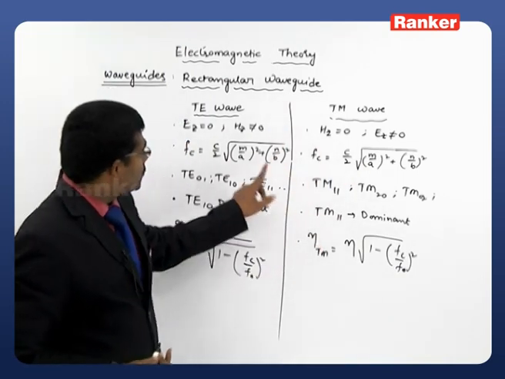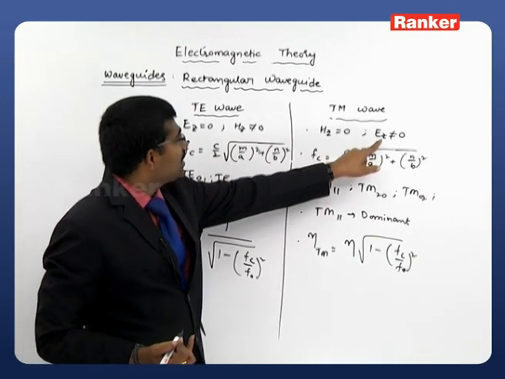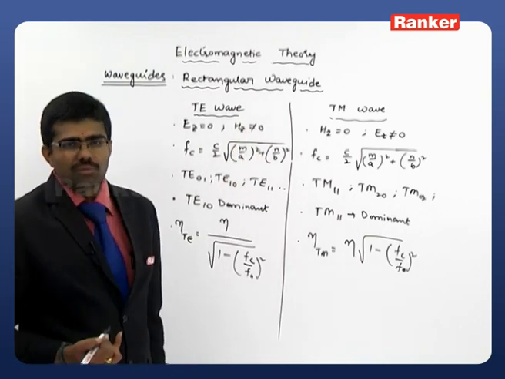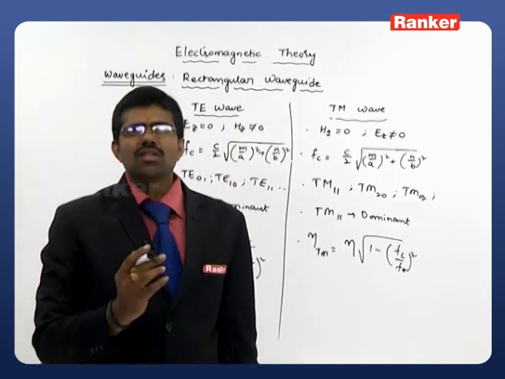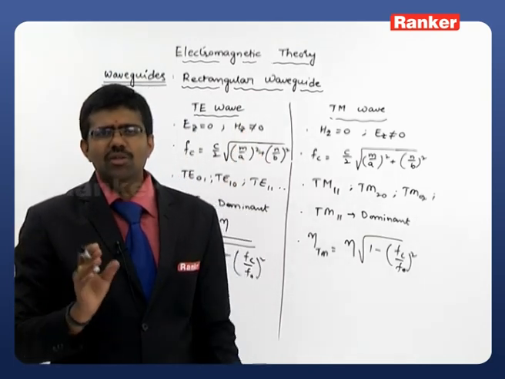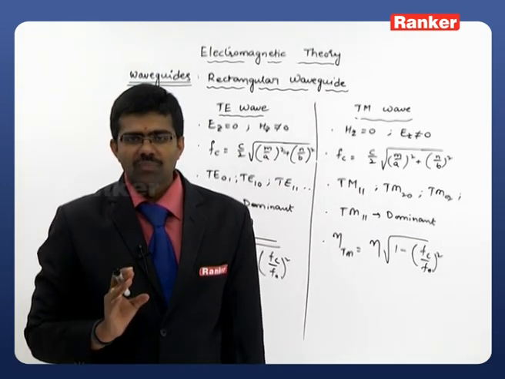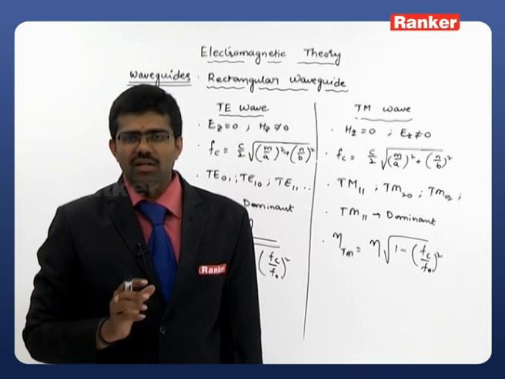And you need to observe which component is existing. If Ez is existing, that is TM wave. If Hz is existing, that is TE wave. And most of the parameters are same to us. So this is about our TE wave and TM wave. And the third one is TEM wave, that the transverse electromagnetic wave.